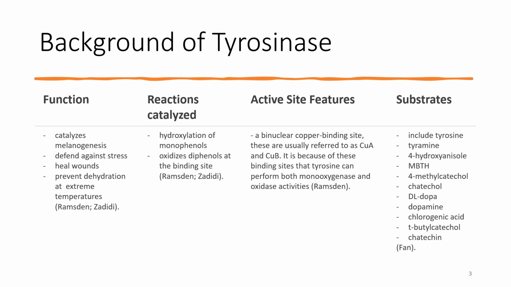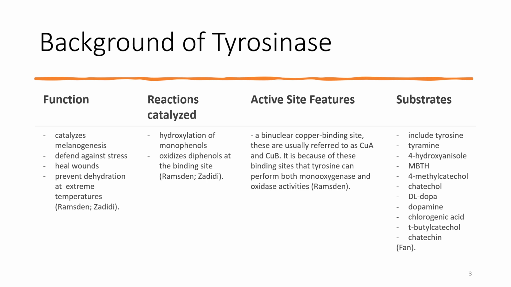As we mentioned before, tyrosinase is in a lot of living organisms, but one of the things we're focusing on is its role in pigmentation in humans. Tyrosinase itself is an enzyme, a protein that catalyzes a reaction called melanogenesis, which is a pathway that produces melanin. This enzyme can also function in a couple of different ways. It also works in blood adhesion, wound healing, and defense against stress, dehydration, and extreme temperatures. So it's important for a lot of things.